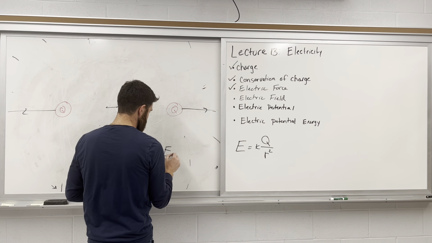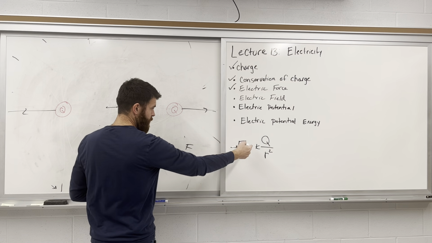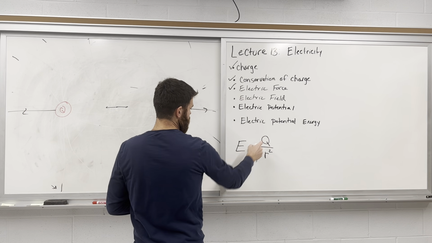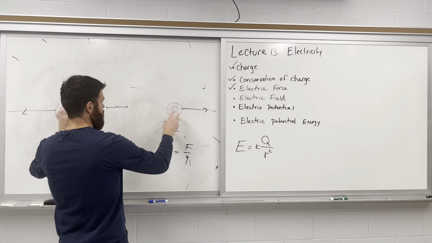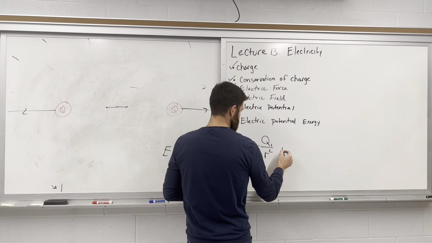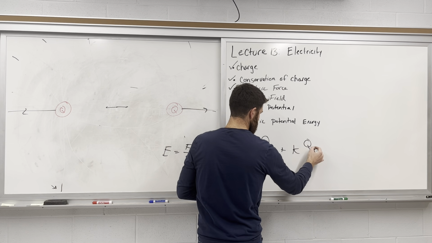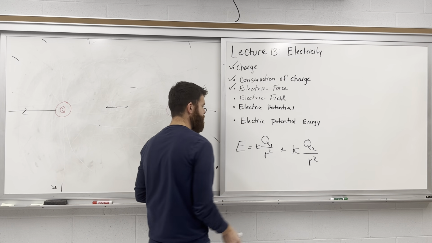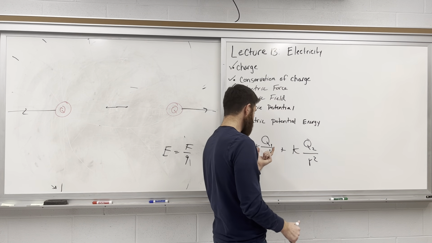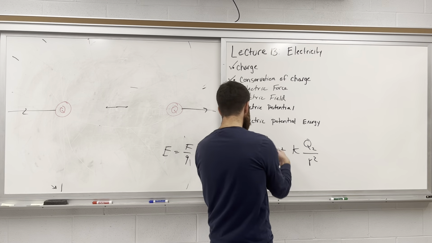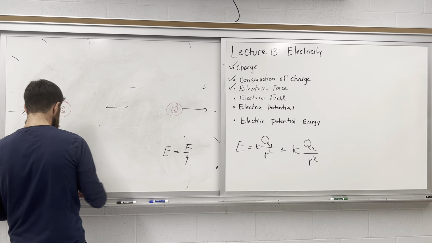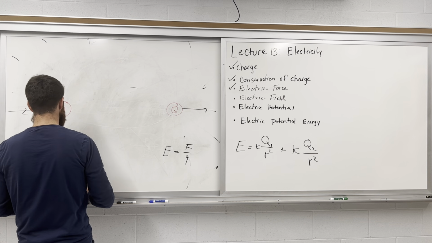Because remember, the field strength is the force divided by Q. This is the field due to one charge. If you have to add up the fields due to multiple charges, the total electric field at this point, and the electric field is a vector, so one of these would be positive, one of these would be negative, and they cancel each other out at that point. So how would the electric field actually look here?